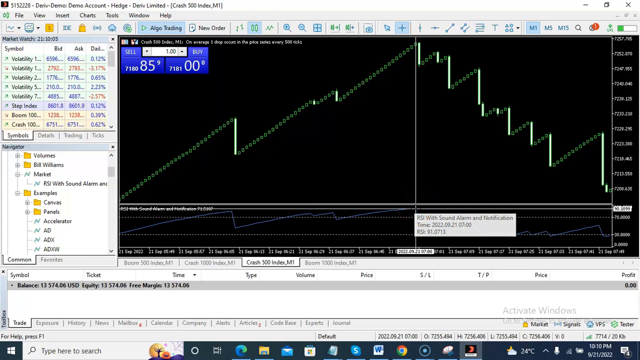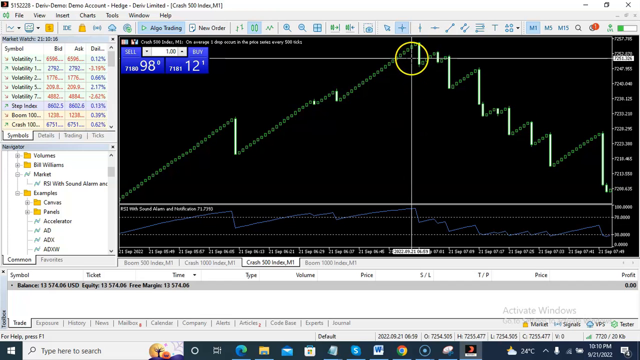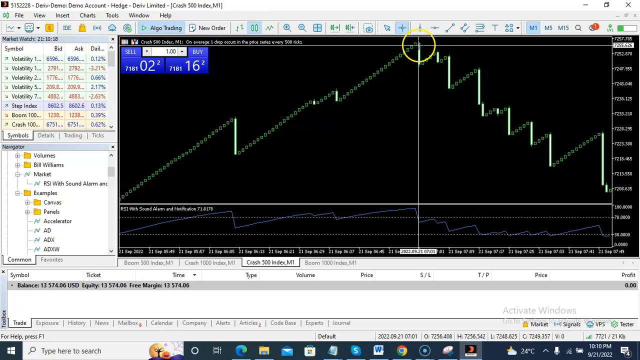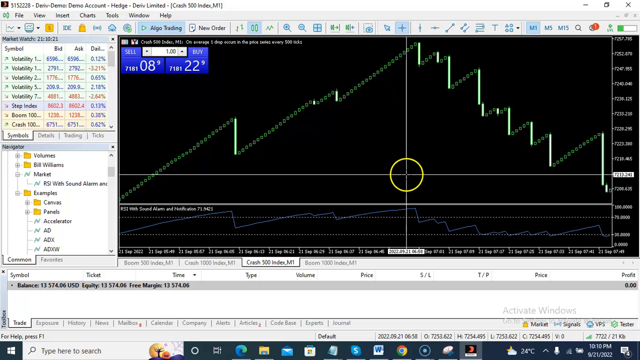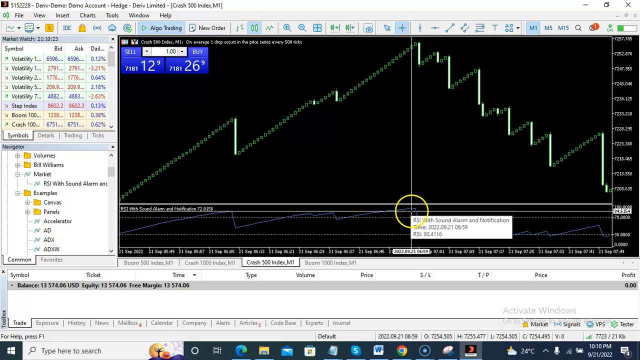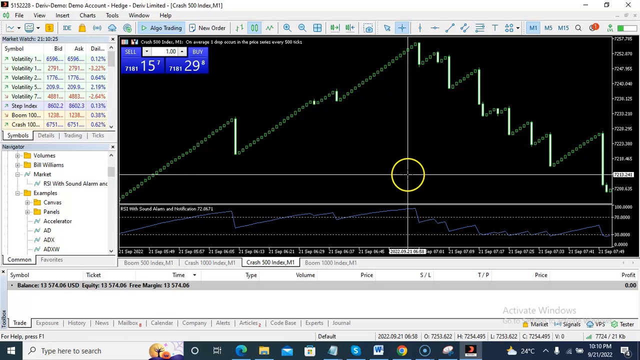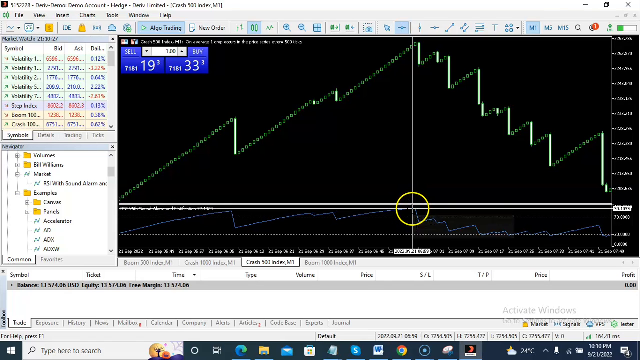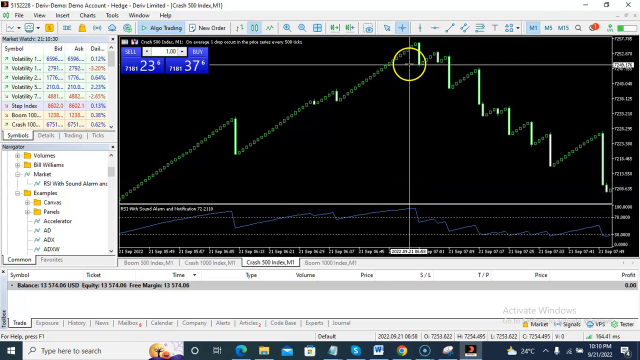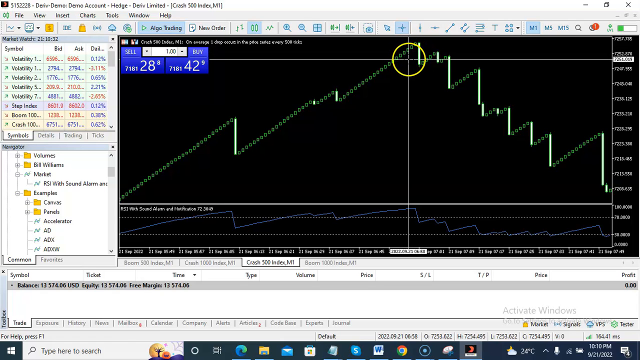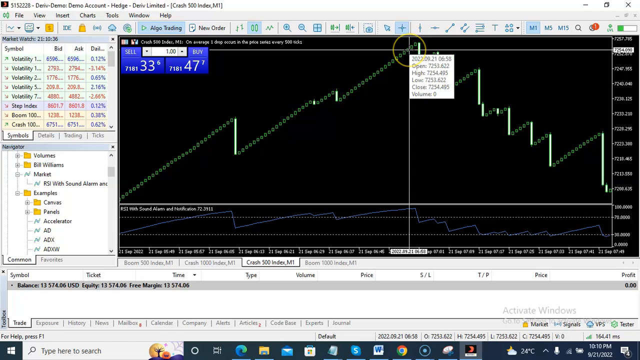Okay, so you can see here again, in this section the RSI was just at 90, and within a minute, a spike occurred. You can see how accurate this strategy is. I've shown you three instances where this indicator gave us clear signals on when to detect a spike. So this is how you are able to detect spikes on your boom or crash indices.